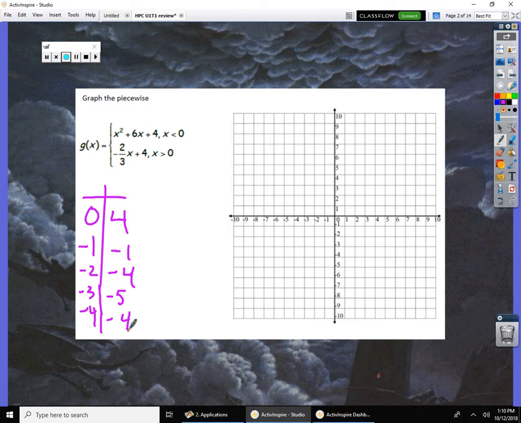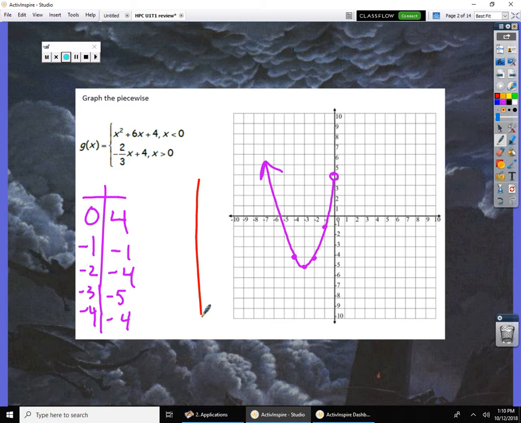So now I'm going to plot these points. Open or closed circle? Open at 0, 4. Open circle. Negative 1, negative 1. Negative 2, negative 4. Negative 3, negative 5, and then back here. And I know this is correct because it's squared, so it should make a parabola. And it should loop back up because it is positive. So that was the hardest part of the entire problem.